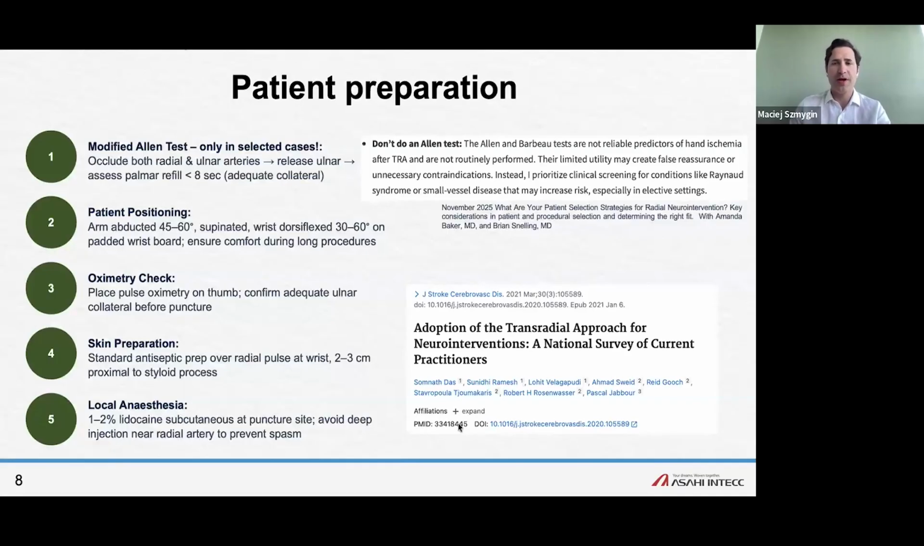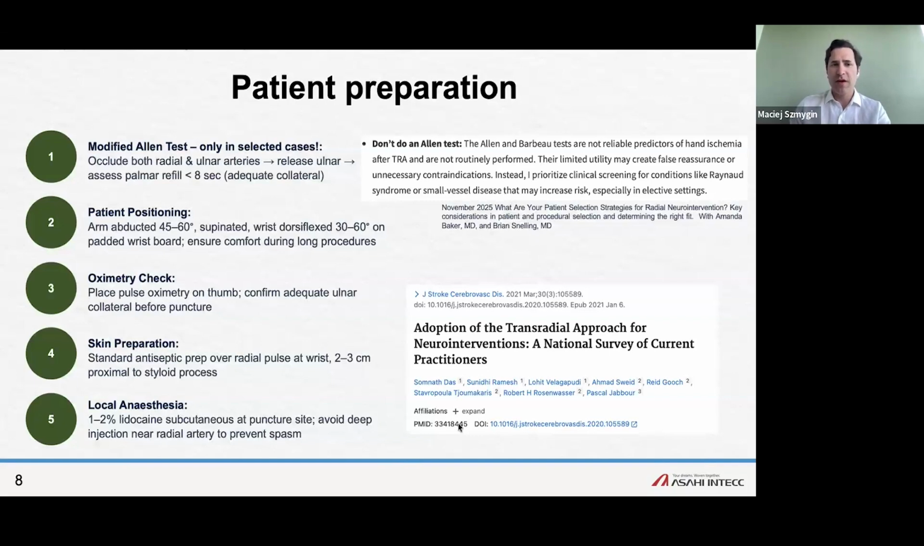Also, we have to be sure that the patient is comfortable, so he can rotate his wrist, his arm. So don't take patients who have some spasm or cannot extend and rotate the arm fully, because it has to be more comfortable than femoral access. That's for sure. That's why we have to ensure that comfort is a priority. Sometimes we also check the oximetry during the procedure. After the procedure, when we put the band over the wrist, it can be very useful.